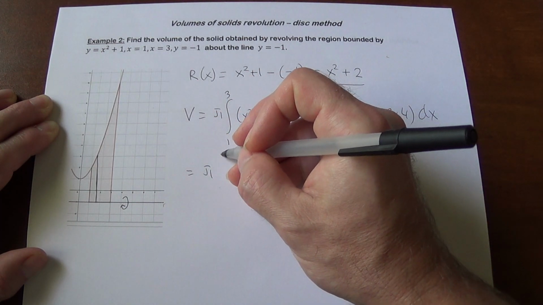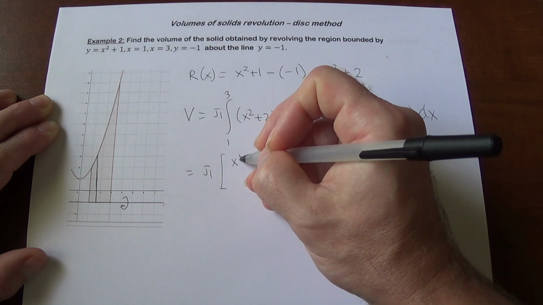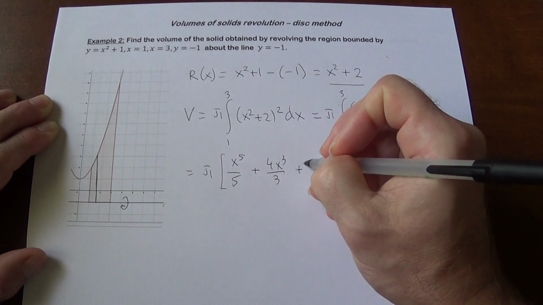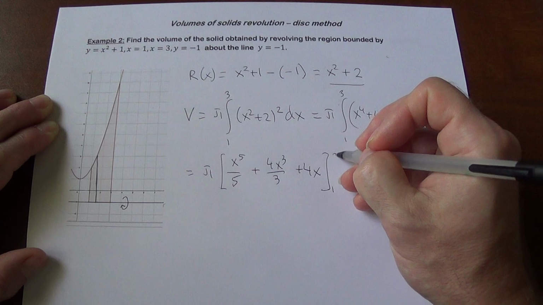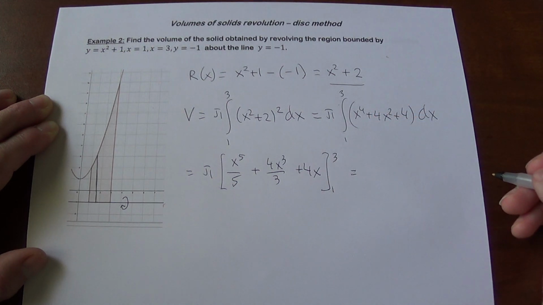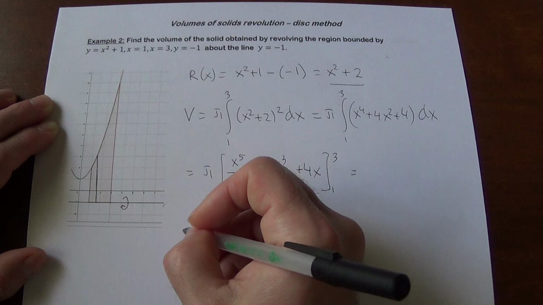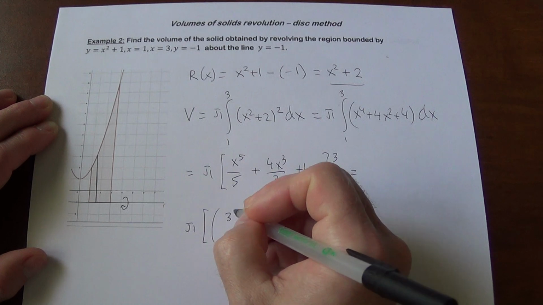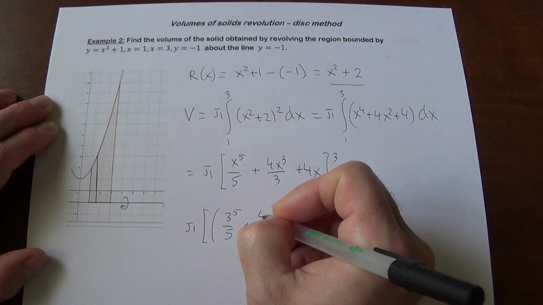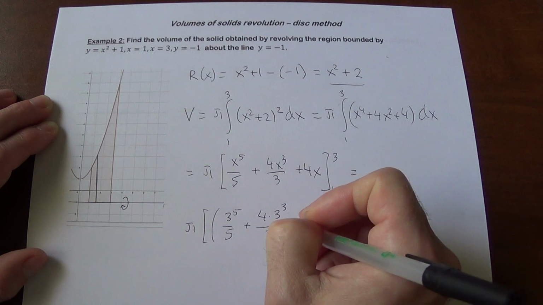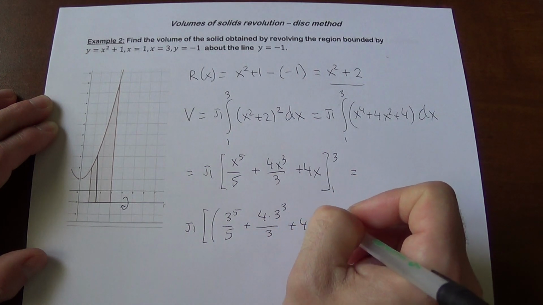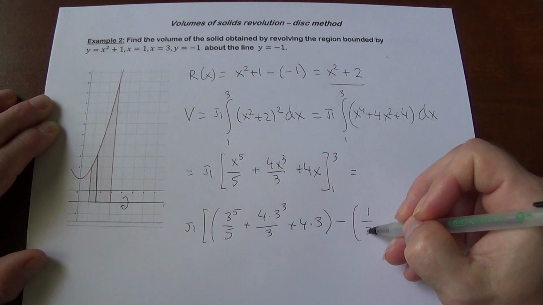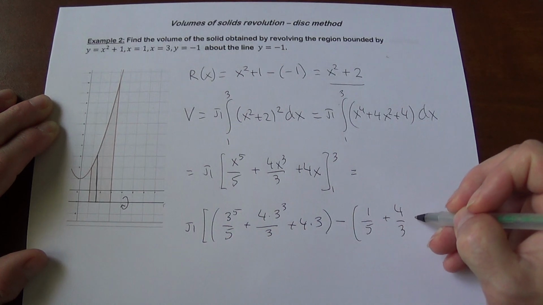So pi times, this is going to be x to the 5th over 5 plus 4x cubed over 3 plus 4x, going from 1 to 3. Time to substitute the values. So it's pi. First we substitute 3: 3 to the 5th over 5 plus 4 times 3 cubed over 3 plus 4 times 3, and then minus, now we have to substitute 1, so it's going to be 1/5 plus 4/3 plus 4.